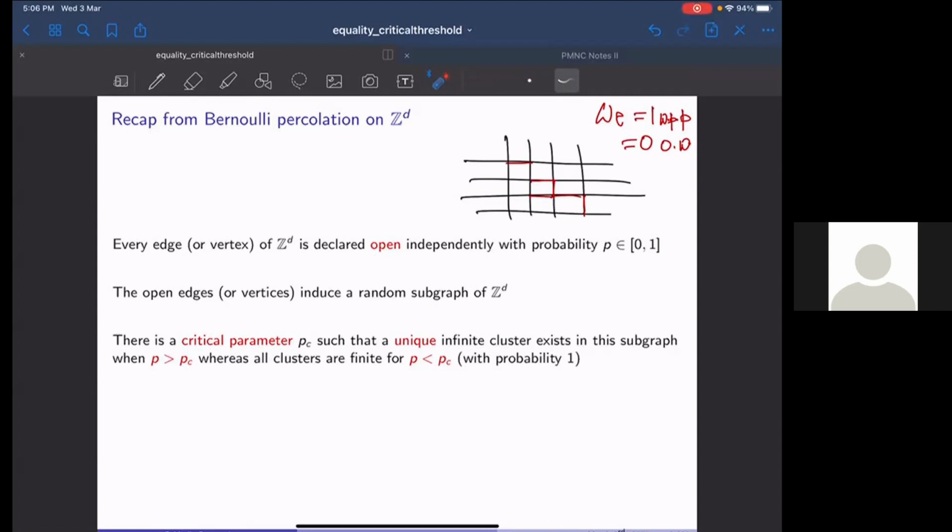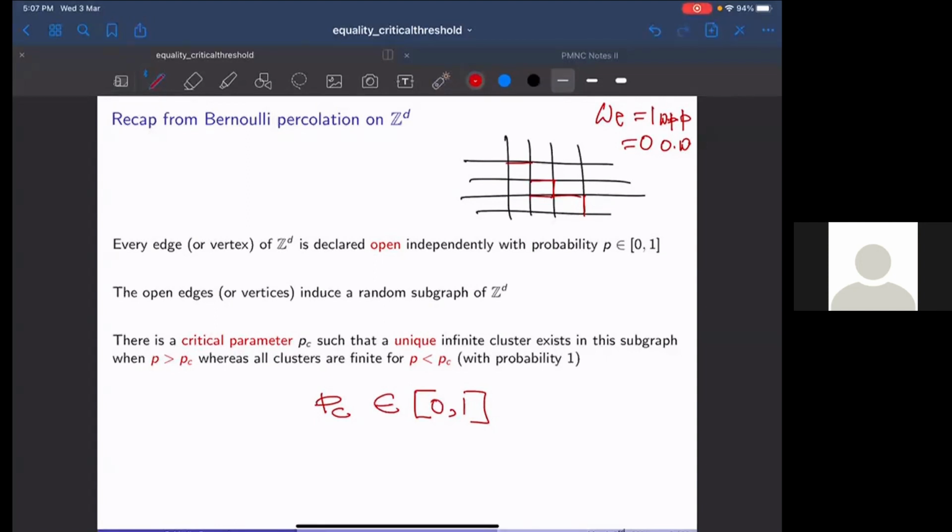Whatever. So from the monotonicity of the model, you can easily see that there exists some p_c, which a priori can be in the closed interval [0, 1]. There's nothing preventing that from happening. And it says that for p less than p_c, you have no infinite connected cluster with probability 1.